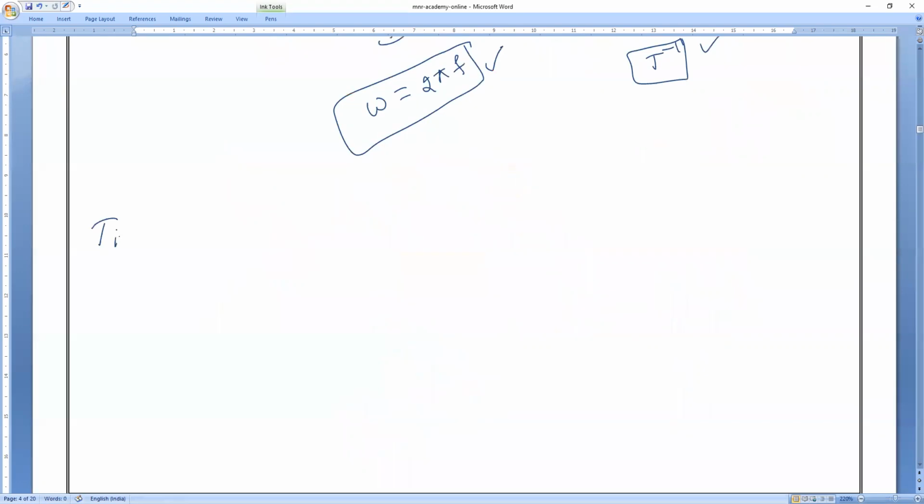So what do you mean by time period? You all know this from 9th class. Time period means time taken to complete how many oscillations? One oscillation. Now here, not oscillation, revolution. So time taken to complete one revolution. So we have to remember that.